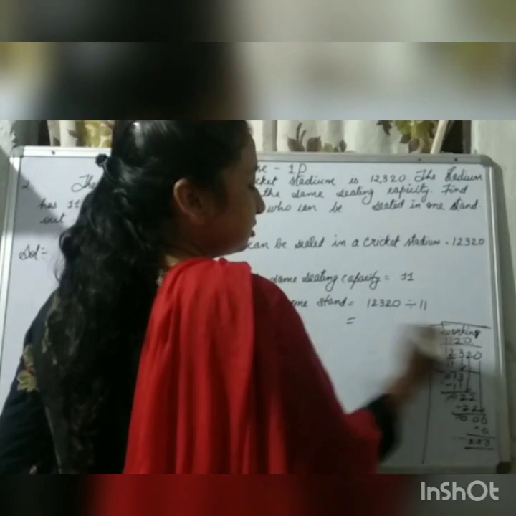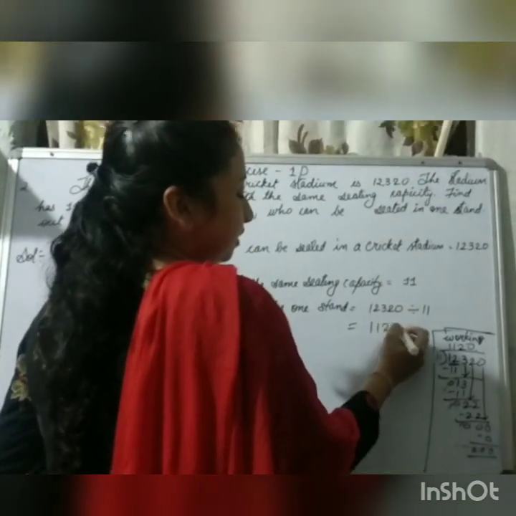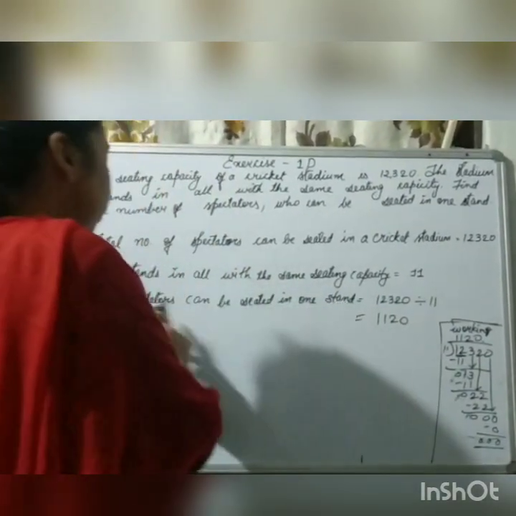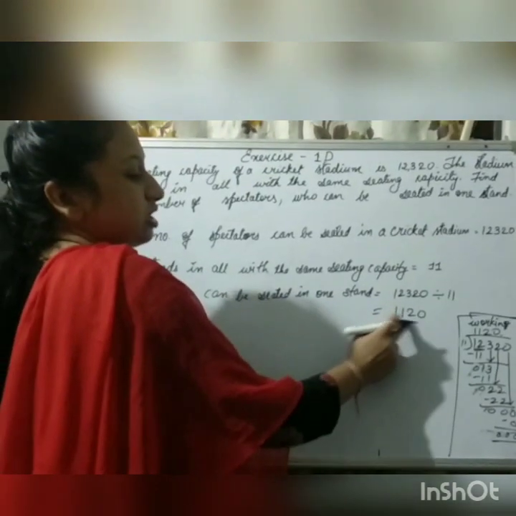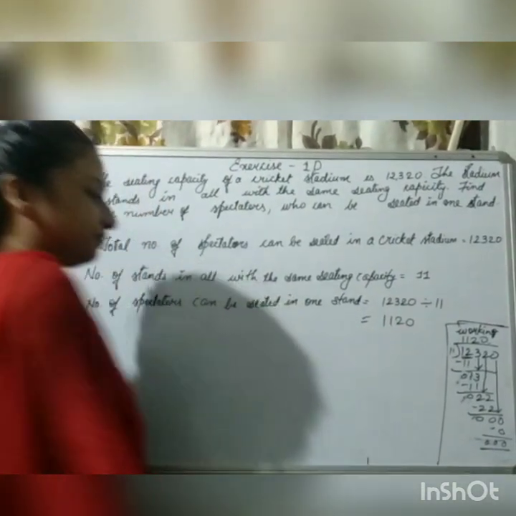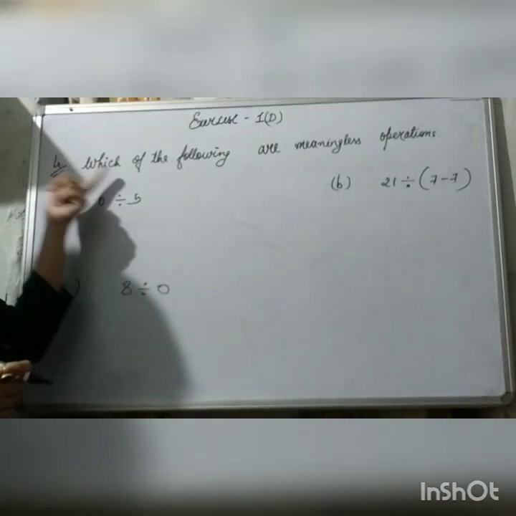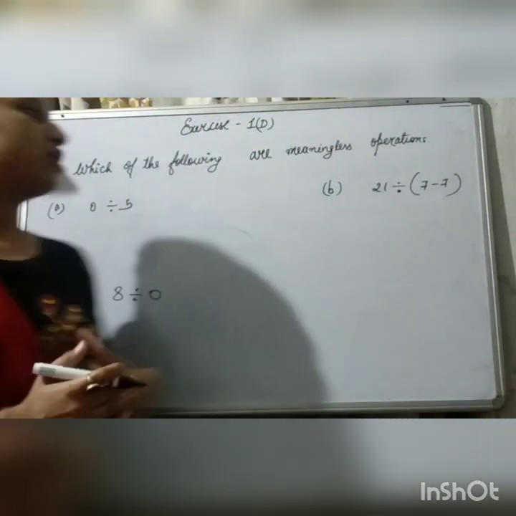So what is the answer? 1,120. That means in one stand 1,120 spectators can be seated.